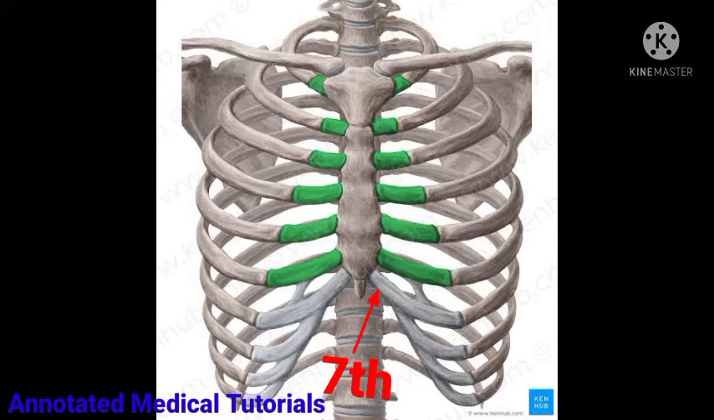So at this point, I would like to make sure that you observe that after the seventh, no other costal cartilage articulates with the sternum directly, but they will have to go through the seventh costal cartilage. So that will be the seventh, eighth, ninth, and 10th, and this 11th and the 12th ribs are free floating.